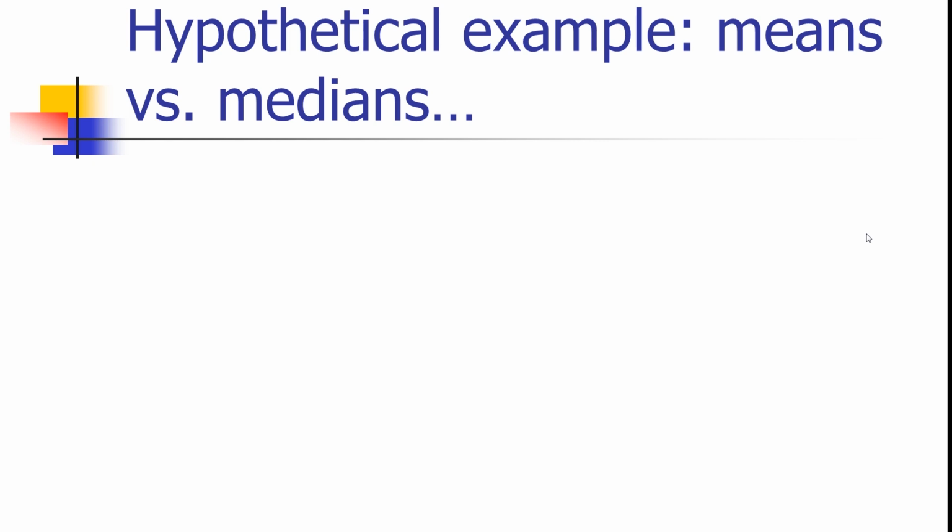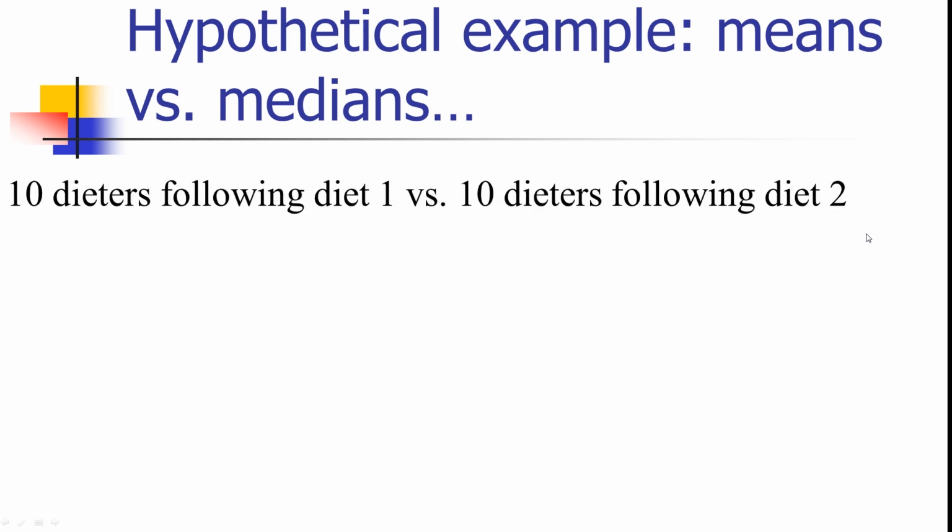I'm going to harken back now to one of the teasers that I presented at the beginning of this week. I had presented some hypothetical data about a randomized trial on diets. So we had 20 dieters who were randomly assigned to follow one of two diets, call them Diet 1 and Diet 2. Again, these are hypothetical data made to illustrate a point, but they're still interesting. So here's the results of that trial, as I mentioned in the teaser.